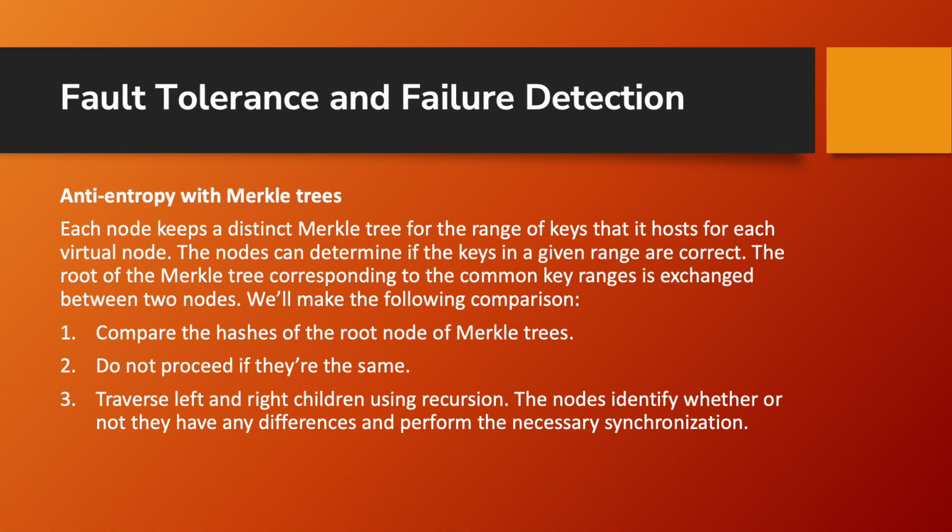Anti-entropy with Merkle trees. Each node keeps a distinct Merkle tree for the range of keys that it hosts for each virtual node. The nodes can determine if the keys in a given range are correct. The root of the Merkle tree corresponding to the common key ranges is exchanged between the two nodes, and we'll make the following comparison. Compare the hashes of the root nodes of the Merkle trees. Do not proceed if they are the same. Traverse left and right children during recursion. The nodes identify whether or not they have any difference and perform the necessary synchronization.